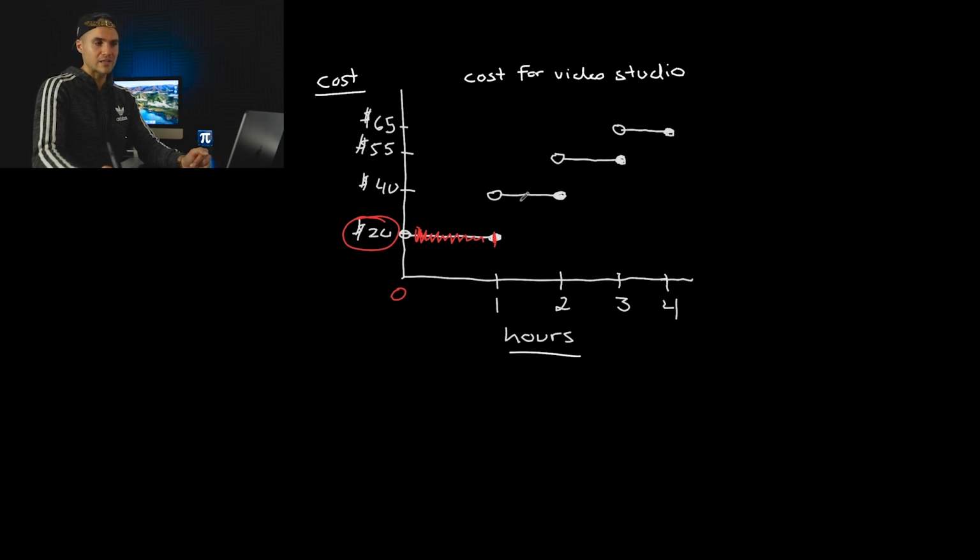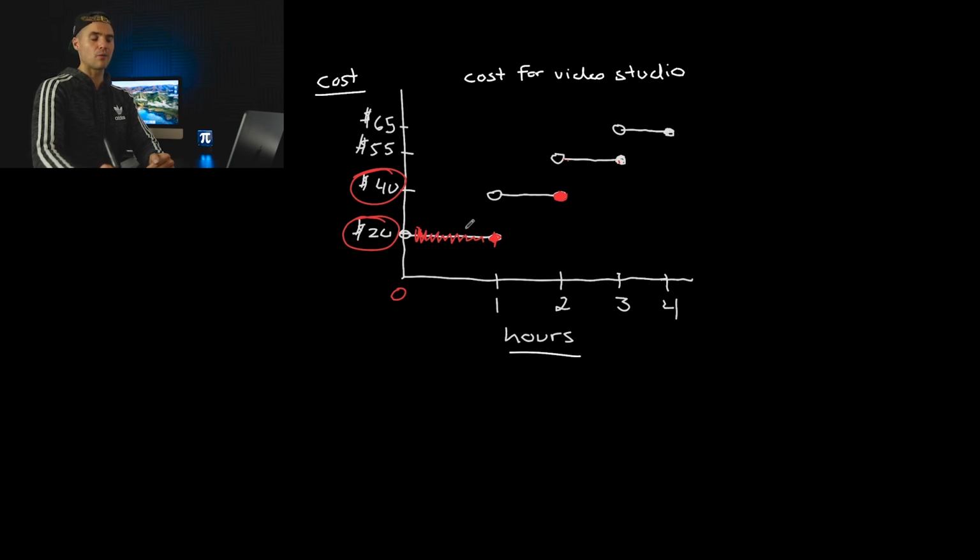Now anything between 1 and 2 hours, but notice that there's a hole here, so this part is not including the 1 hour. If you rent it all the way up until 1 hour, up until that 60th minute, including the 60th minute, it's going to be $20. But anything above 60 minutes, all the way to 2 hours, including the 2 hours, the cost is going to be $40. And then from 2 to 3, including the 3 but not including the 2, because the 2 was right here, it's going to be $55. And then from 3 to 4, it's going to be $65.